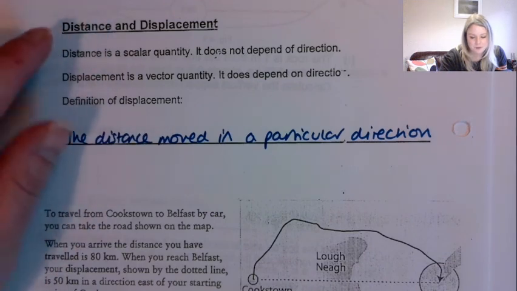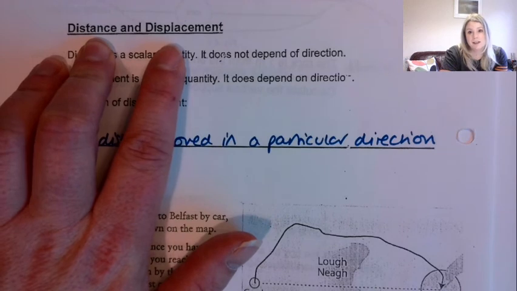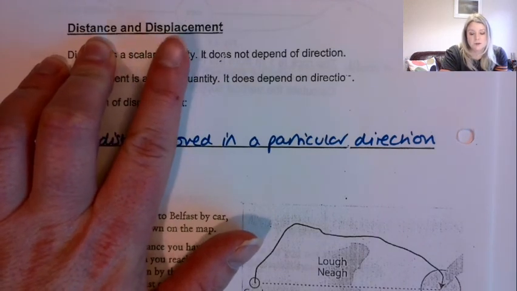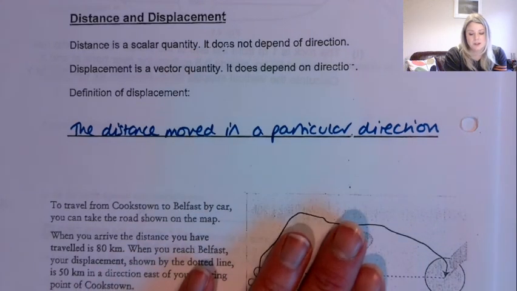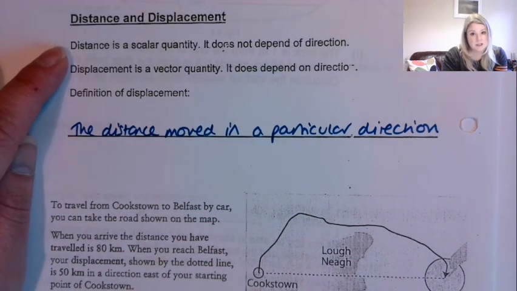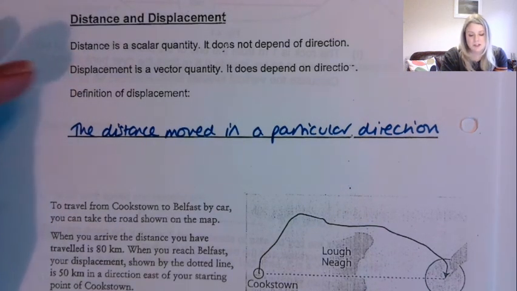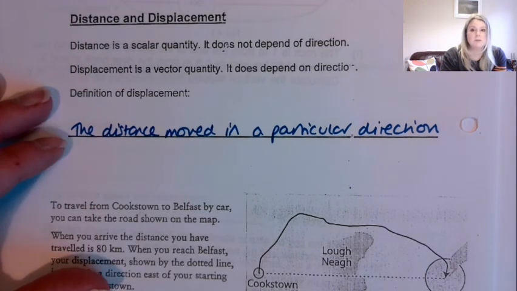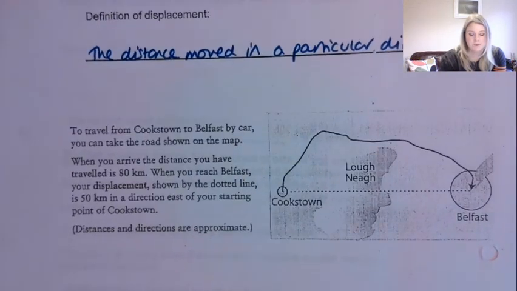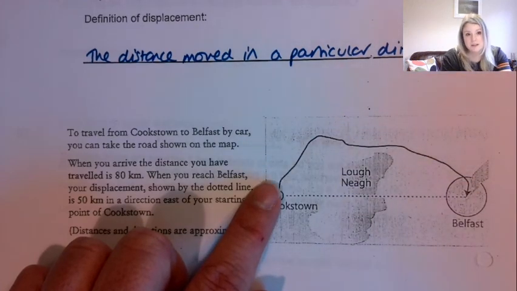Okay, so just to remind you, distance and displacement, the difference between those: distance is scalar and displacement is a vector. So that means with displacement, direction matters. The best way to describe it is with this wee picture down here. Distance is a scalar quantity, doesn't depend on direction. Displacement is a vector quantity, it does depend on direction. And then the definition, if you write that in for me: displacement is the distance moved in a particular direction.